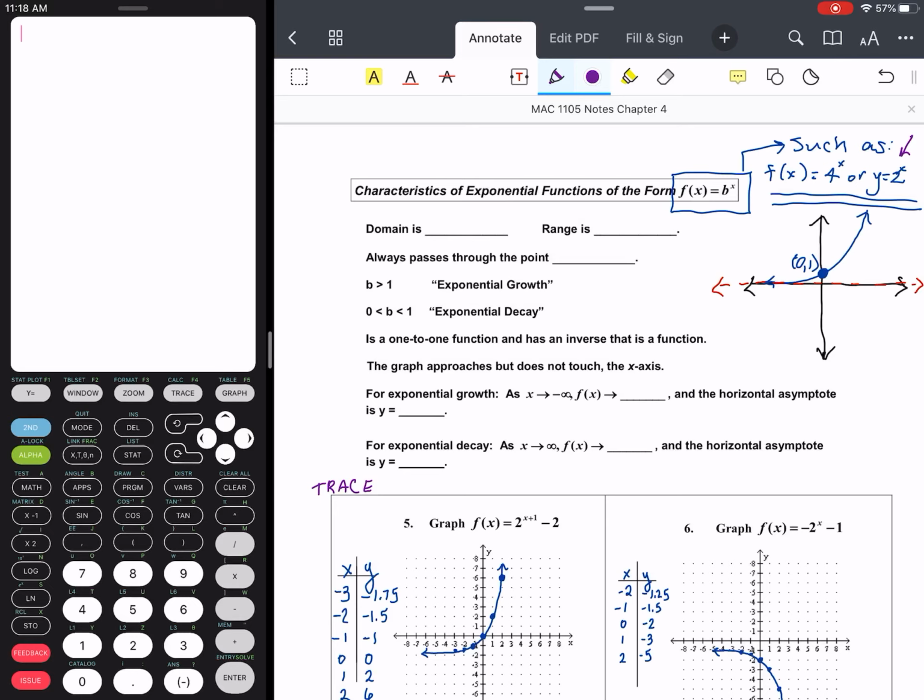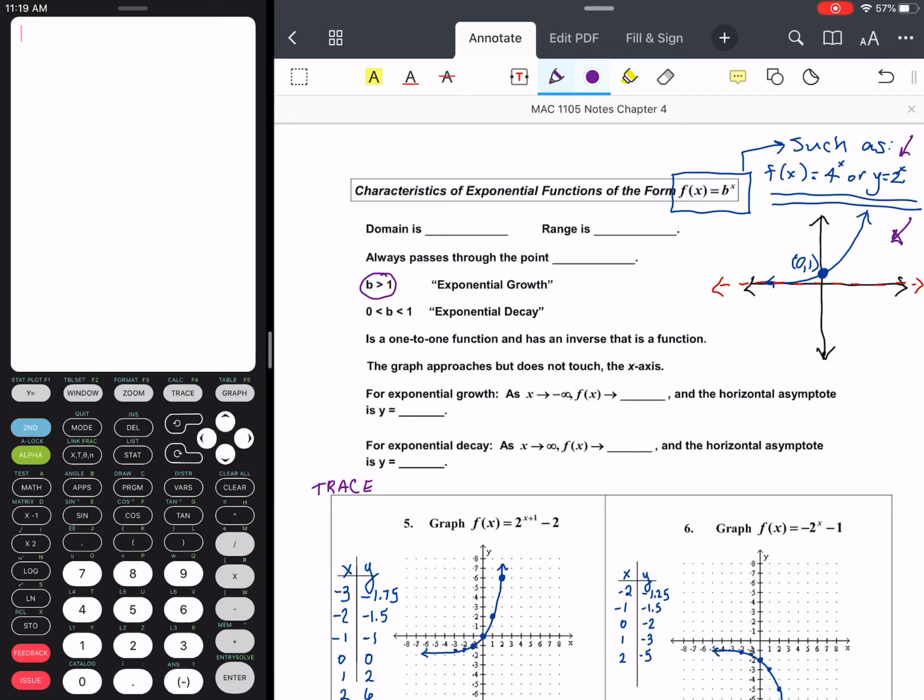Down here below, I have just a little sketch of a basic exponential function. This is an exponential growth function, by the way, where the base b is greater than 1. Exponential decay would be getting smaller as we go to the right as x increases. But specifically here I'm looking at this graph of exponential growth.